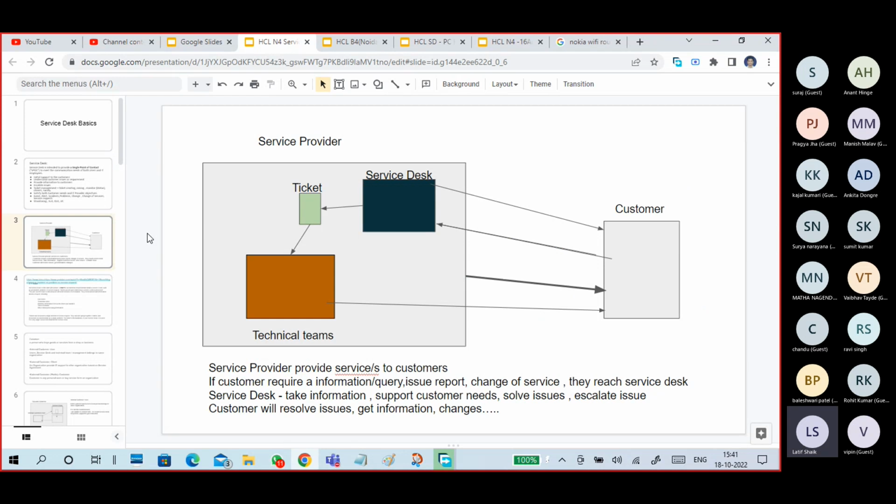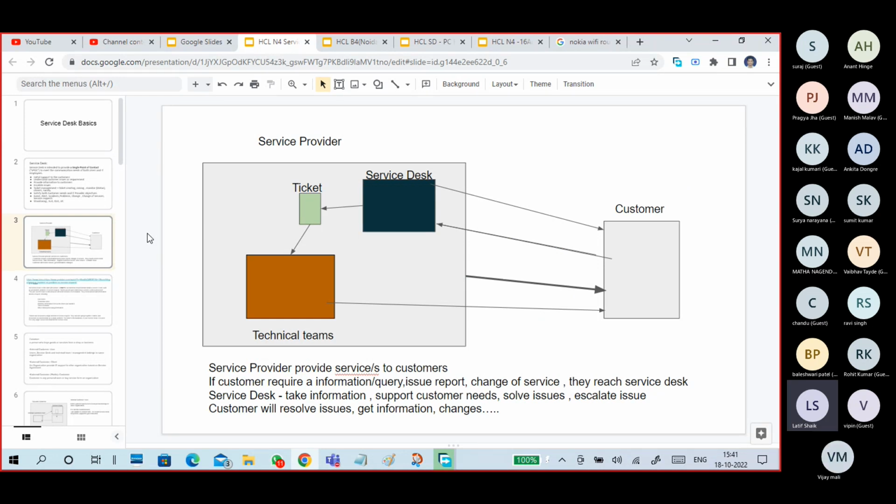So what is this service desk, ticket, customer, technical team? The customer got an issue, or the customer required something, some information. So something you want to report, or you want to change something. First of all, the bottom line, read clearly. The service provider provides a service to the customer. The customer is getting the service.